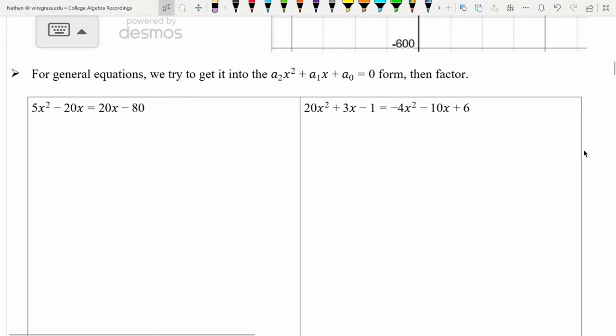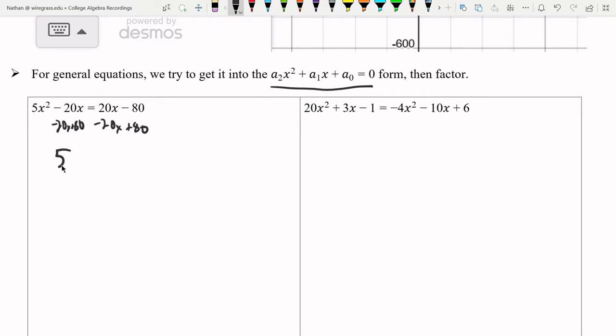Okay, now for general equations where you may not have the x only underneath the square, as you can see here, in this one, we have x squared and x. What we want to do is get it into this form and then try and factor it. So let's go ahead and do that. I'm going to subtract 20x, add 80.